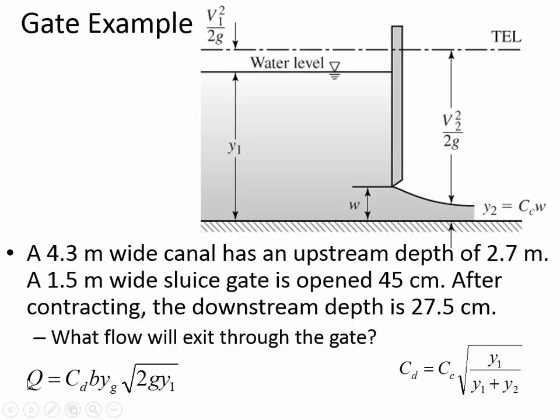The B that it's mentioning here, just as a warning, usually we use B to mean the channel width. But here, it's referring to the width of the gate. So it only depends on how wide the gate opening is, not how wide the channel is. So go through the steps of calculating Q, starting with first C sub C, then C sub D.